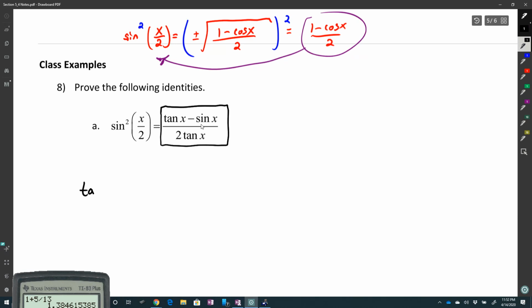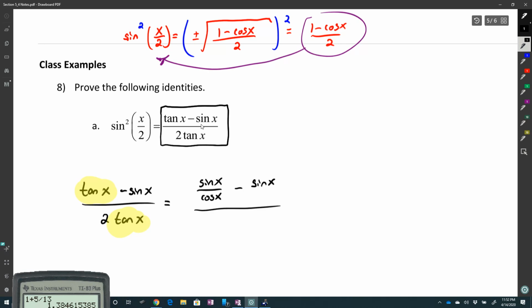All right, so let's try it. I have tangent of x minus sine of x over 2 tangent of x. All right, so one thing I can do is I see these tangents, and it's always a good starting point. Just turn everything into sines and cosines. Tangent is sine x over cosine x minus sine x, whereas the bottom one is 2 sine x over cosine x. And so that's what your tangents became.